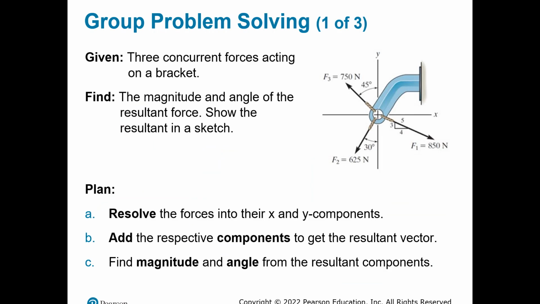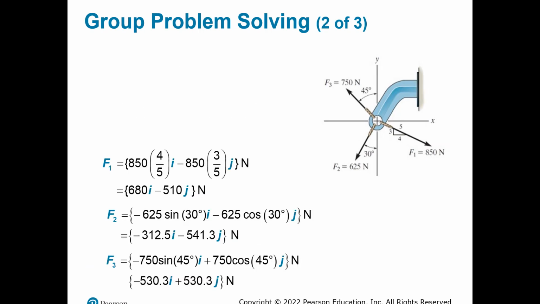Okay, so we have another one. Three concurrent forces acting on a bracket. Then we need to find the magnitude and the angle of the resultant force, and basically sketch that force. So like I said, it's the same thing over and over again. We have to resolve the forces into X and Y components. We need to add the respective components to get the resultant vector, and then after that it's pretty simple, magnitude and angle.